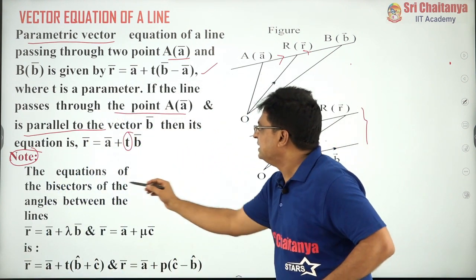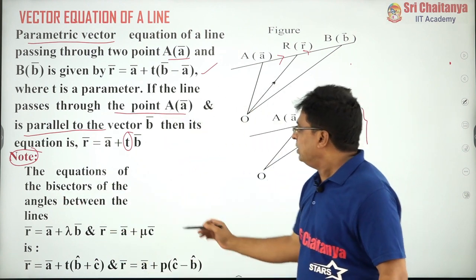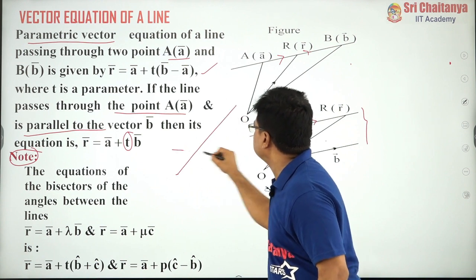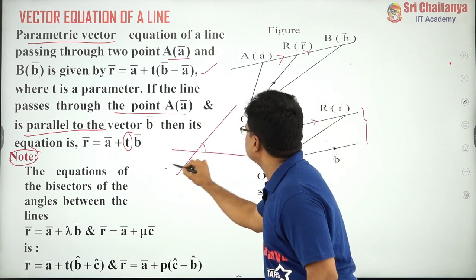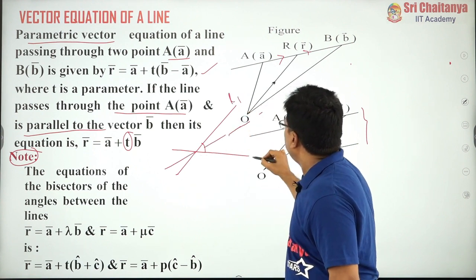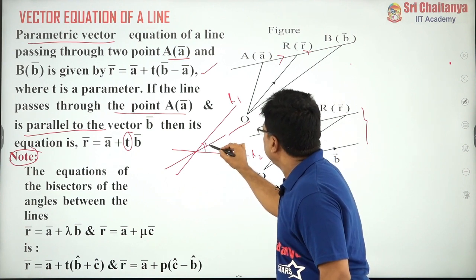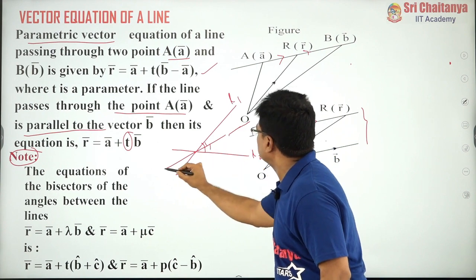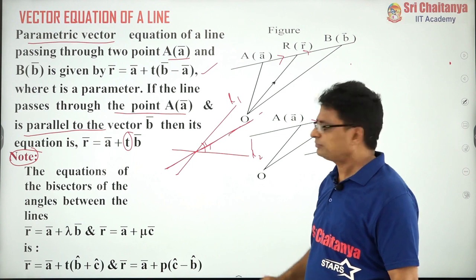So, here my friends, the equation of the bisector of the angle between, that means the angular bisector. If two lines are given for you, suppose these are the two lines, then this is the angle between the two lines, and this is called the angular bisector of these two lines. This is line L1 and this is line L2, and if this line makes equal angles with these two lines, then this line is called the angular bisector of lines L1 and L2.